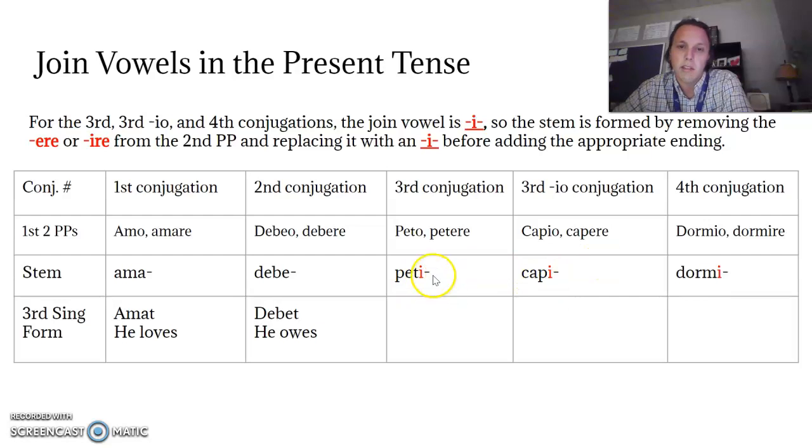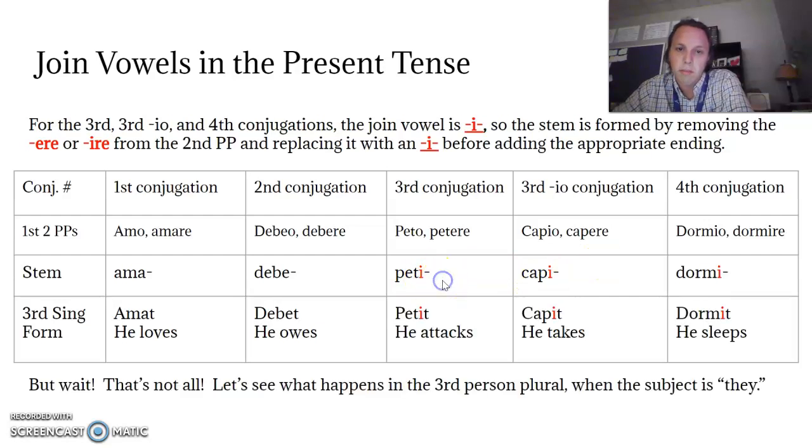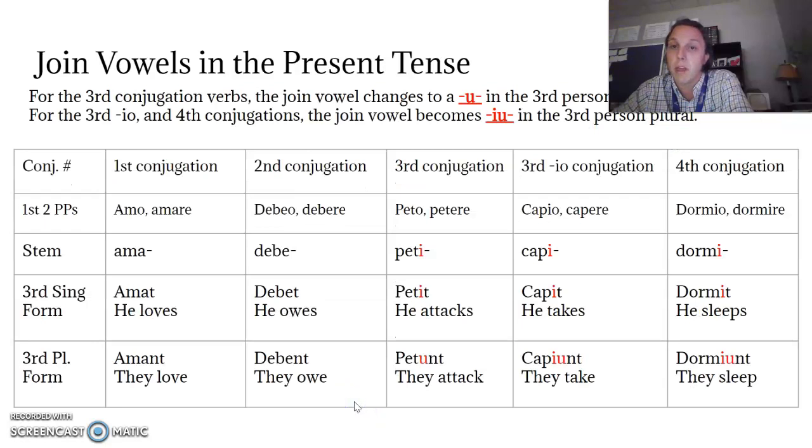So let's go ahead and add our personal endings. So we're going to add T's onto these to make the subject he. So petit is he attacks, capit, he takes, and dormit, he sleeps. So that would be confusing enough on its own, but wait, that's not all. Let's see what happens when we make it plural, and the subject is they. So you'll notice down here, look how petit, he attacks, when it becomes third plural, turns into petunt.